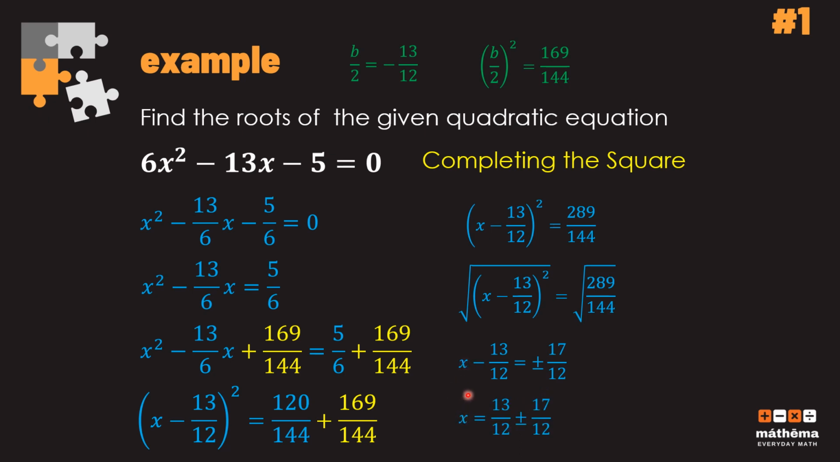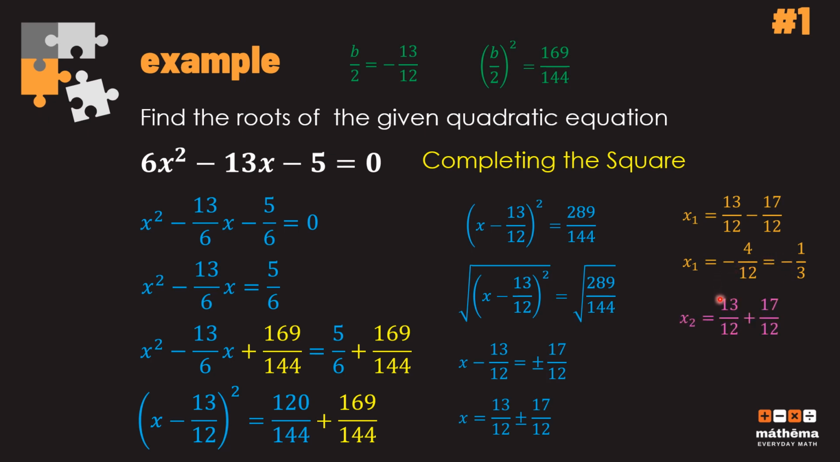And then, we are going to isolate x on the left side of the equation. Negative 13 over 12 will become positive 13 over 12 plus or minus 17 over 12, and then solve for x. For x sub 1, if this is negative 17 over 12, our x sub 1 will become 13 over 12 minus 17 over 12, which is equal to 13 minus 17, or negative 4 over 12, or simply negative 1/3.